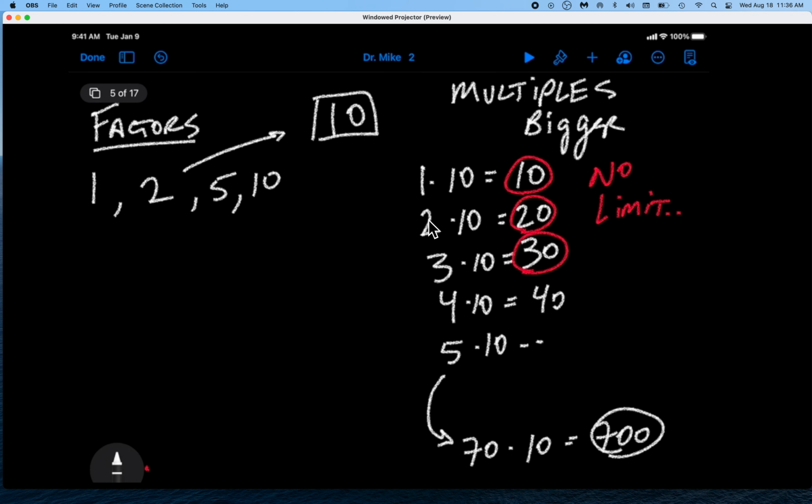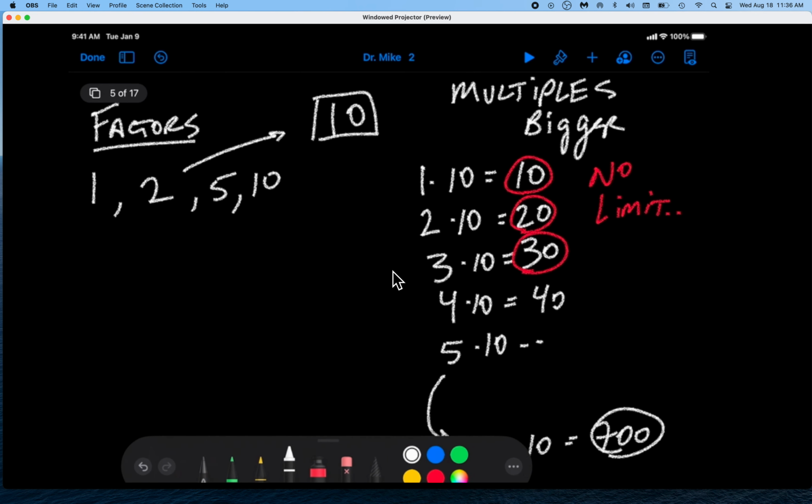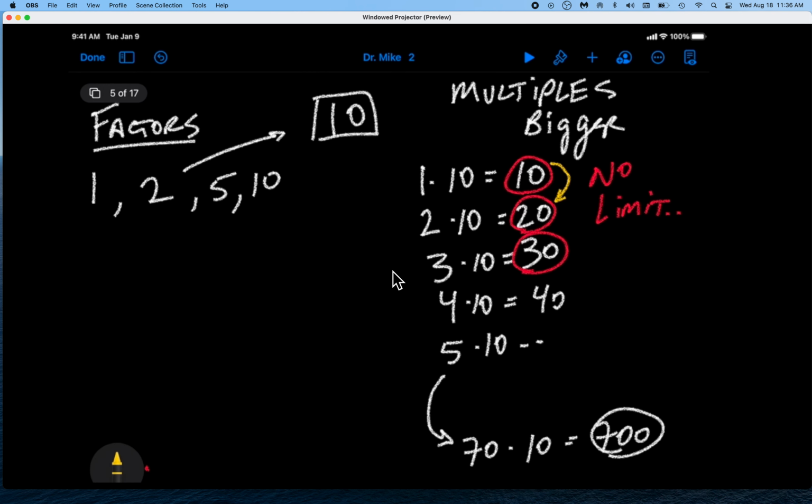Again, 2 ways to get a multiple. Start with 1 times the number in the box to get the multiple, and then go to 2 times 10, 3 times 10, or you can keep adding the number in the box as you go. We're adding 10. Or we're counting by 10: 10, 20, 30, 40. Making multiples. Making bigger numbers.